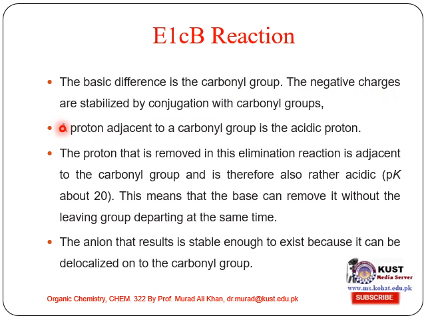The negative charges are stabilized by conjugation with carbonyl groups. A proton adjacent to a carbonyl group is the acidic proton. The proton that is removed in this elimination reaction is adjacent to the carbonyl group and is therefore also slightly acidic. This means that the base can remove it without the leaving group departing at the same time. The anion that results is stable enough to exist because it can be delocalized into the carbonyl group.